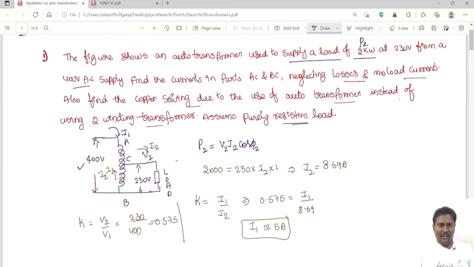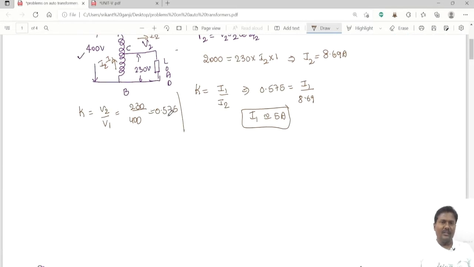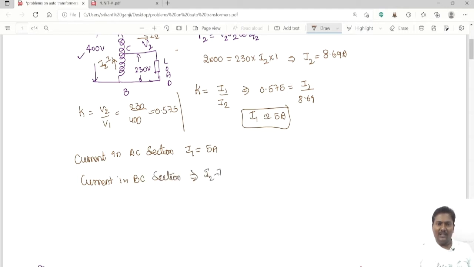The current which is flowing in the AC section is 5 amperes, and the load current is 8.69 amperes. Then you can calculate the current in the BC section. The current in the AC section is I1, equal to 5 amperes, and the current in the BC section is equal to I2 minus I1, that is 8.69 minus 5, which is equal to 3.69 amperes.